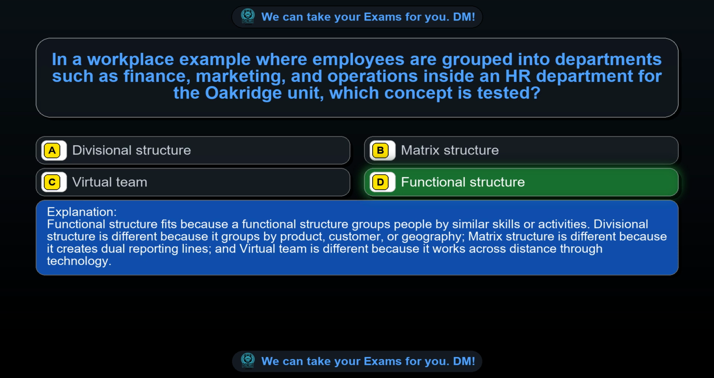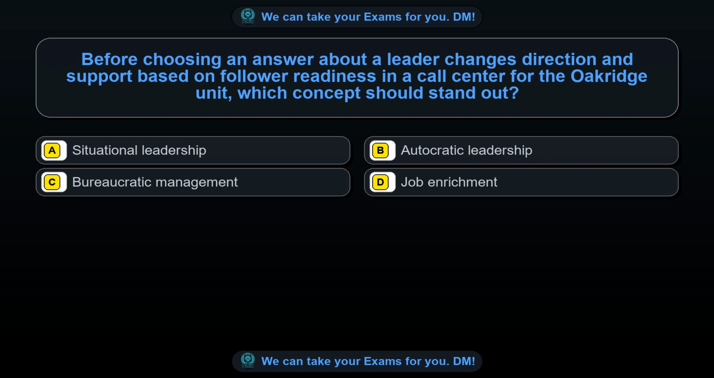Question 58. Before choosing an answer about a leader who changes direction and support based on follower readiness in a call center for the Oak Ridge unit, which concept should stand out? Option A, situational leadership. Option B, autocratic leadership. Option C, bureaucratic management. Option D, job enrichment. The correct answer is option A, situational leadership.